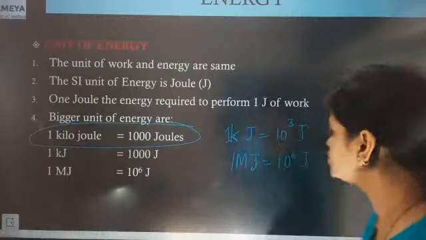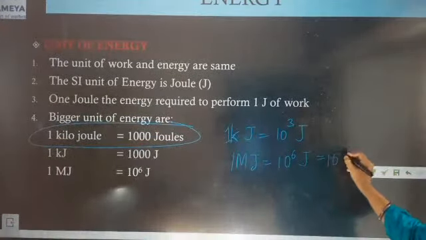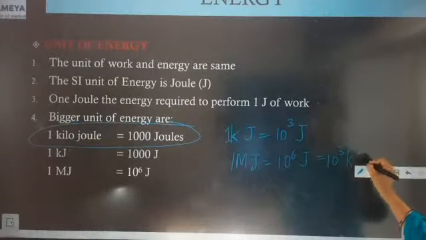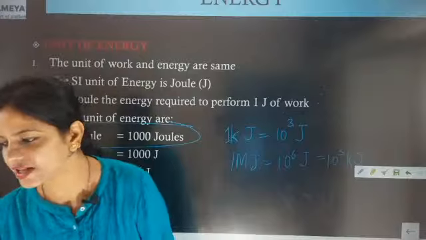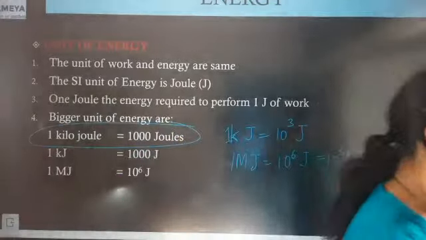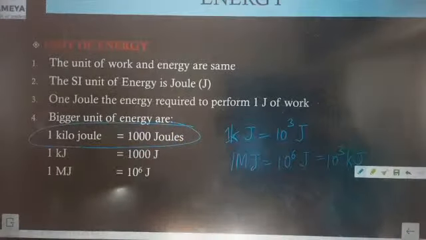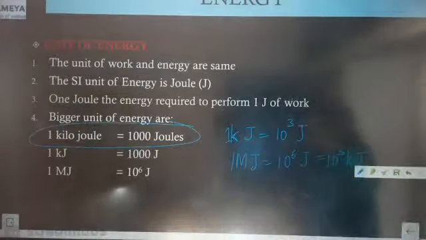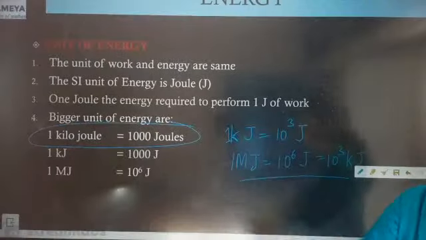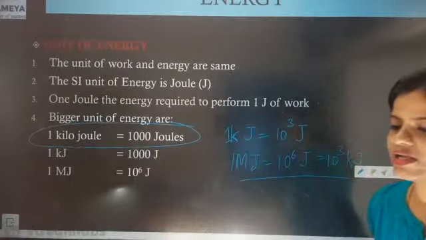Or 1 megajoule will be equal to 10 to the power 3 kilojoule. So write this unit, they are very, very important. Now look here, I just explained that 1 kilojoule is 10 to the power 3 joule, 1 megajoule is 10 to the power 6 joule, or you can say that 10 to the power 3 kilojoule. I hope I have made this point clear to you.